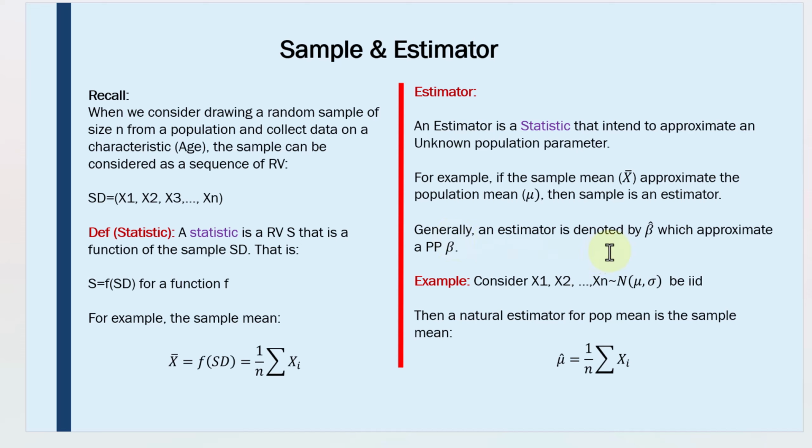Generally, an estimator is denoted by beta hat, which approximates a corresponding population parameter beta. For example, if we have a normally distributed sample x1, x2, up to xn, such that each of them has a normal distribution with mean mu and standard deviation sigma, then a natural estimator for the population parameter is the sample mean. That is mu hat, which is equal to 1 over n, the sum of the xi's.